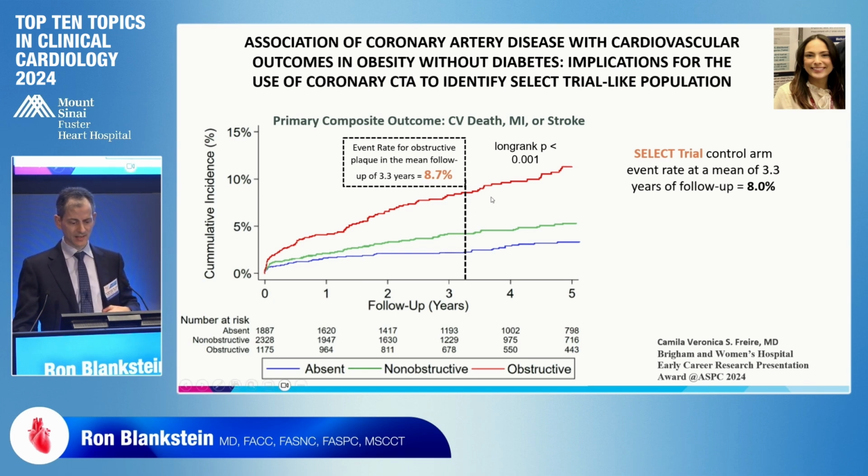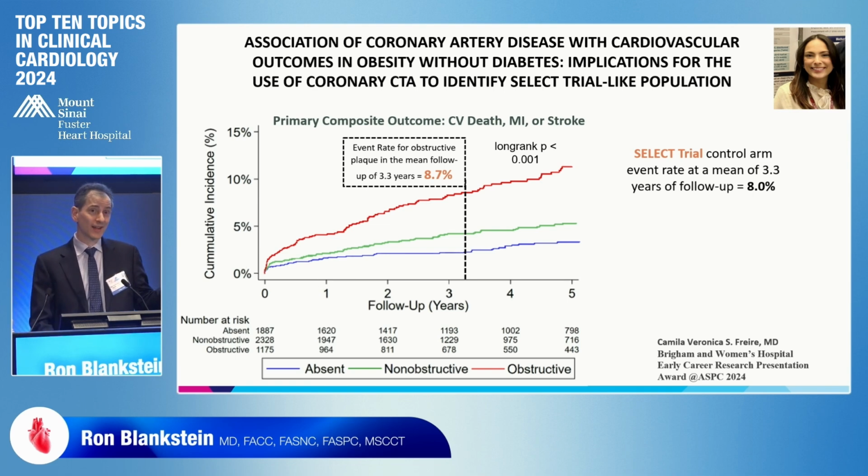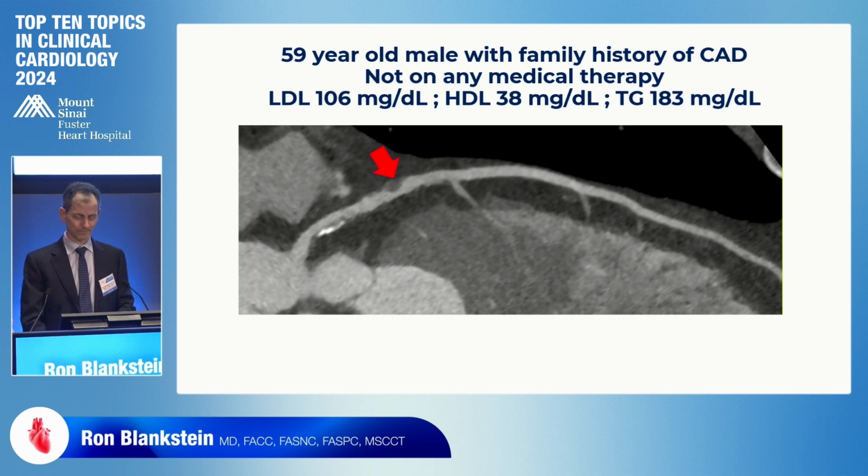And if they had significant plaque on CT and specifically stenosis on CT, their event rate was the same as the control arm of the SELECT trial, suggesting that these are patients that, even though they didn't have established cardiovascular disease, which was an indication to get into the SELECT trial, have the same level of risk. So we use this construct to say that once you have enough disease, even though you may not have been included in a particular trial, you may have the same level of risk and perhaps you would benefit, or perhaps that would be a population to study in the future.